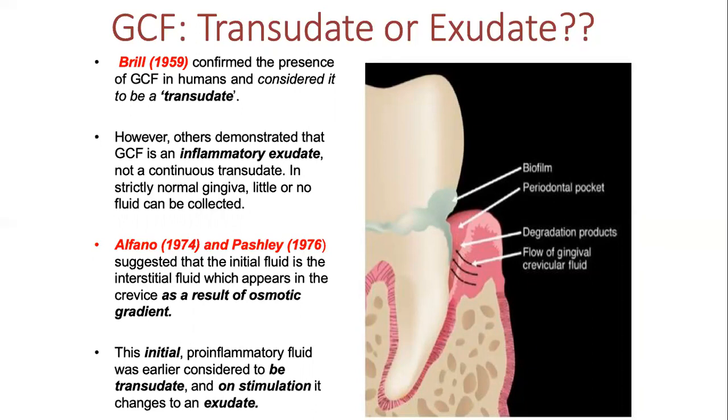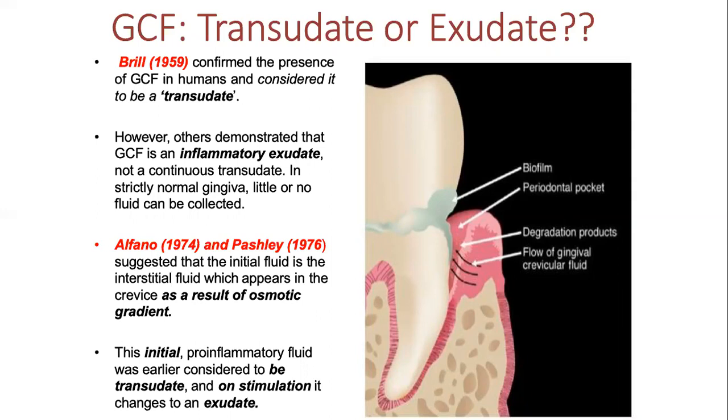So what did this discovery lead to? This discovery led to the finding that fluid from the bloodstream passes through the tissues and exits via the gingival sulcus in the form of gingival sulcular fluid, or the GCF, which we are talking about. But initially, Brill thought that GCF is only some kind of normal physiological fluid. It is an ultrafiltrate of blood. He termed it a transudate.